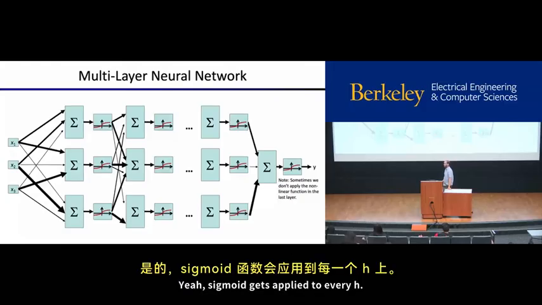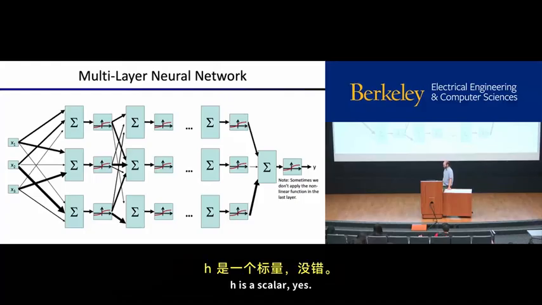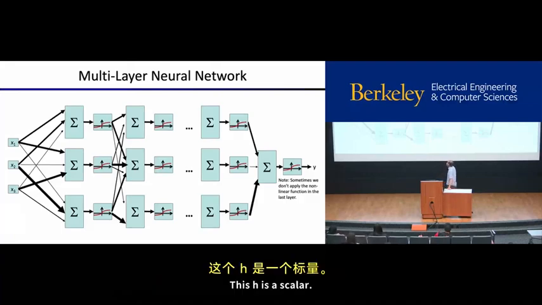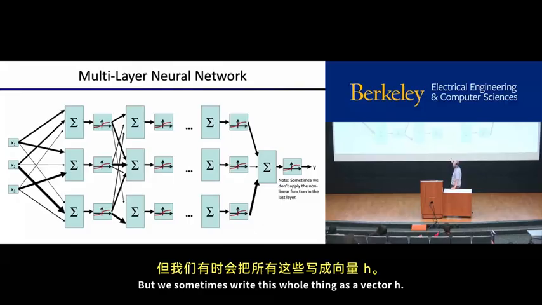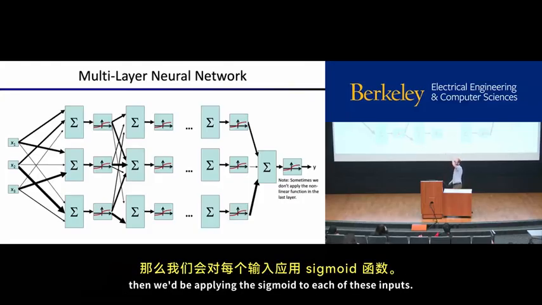That's right. Sigmoid gets applied to every h, and the h is a sum of a few different products that have come in. H is a scalar, yes. This h is a scalar, this h is a scalar, this h is a scalar: h1, h2, h3. But we sometimes write this whole thing as a vector h. And then if we were passing that whole thing through, we'd be applying the sigmoid to each of these inputs.